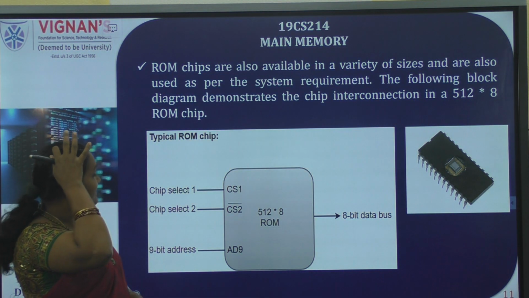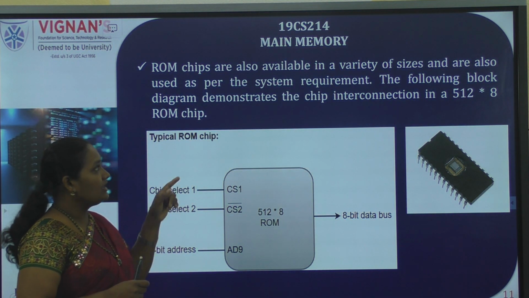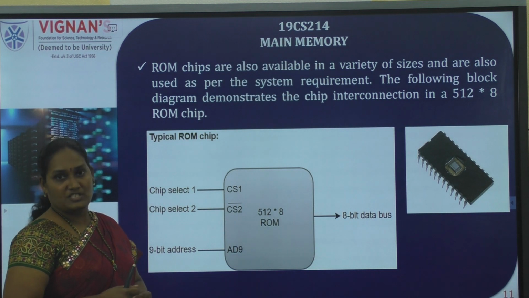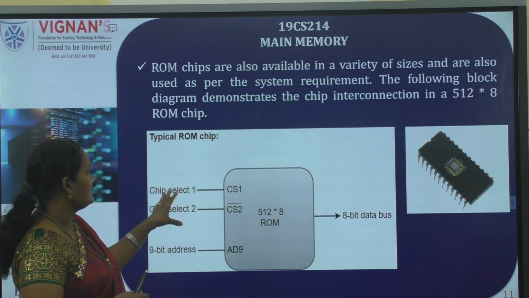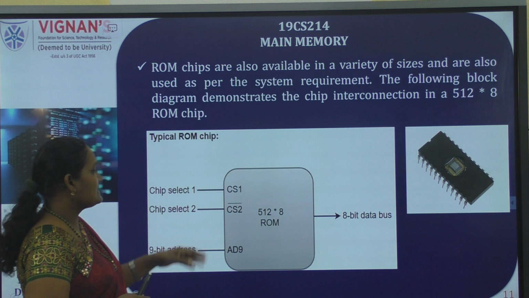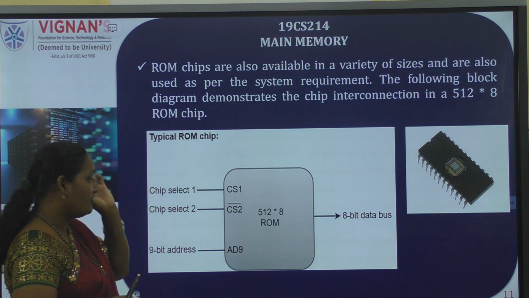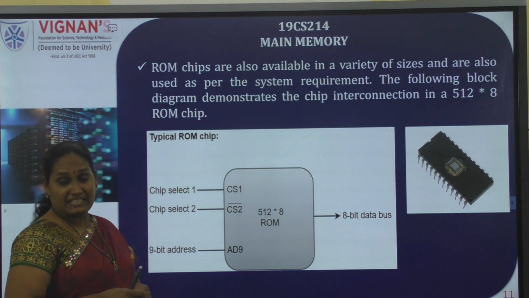Earlier we saw the RAM chip. Now we are going to see the ROM chip. This gives the typical ROM chip. The size of this ROM is 512 by 8. What does that indicate?